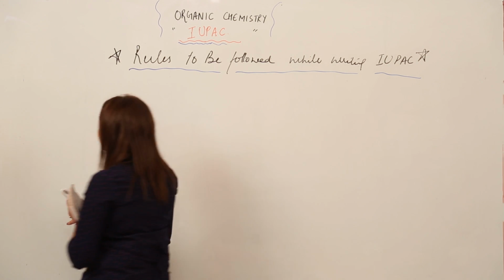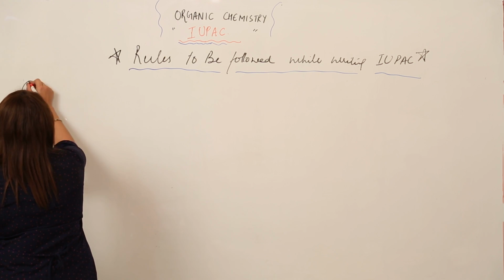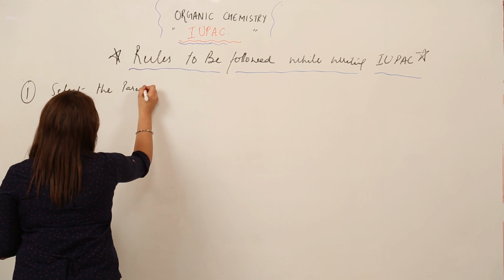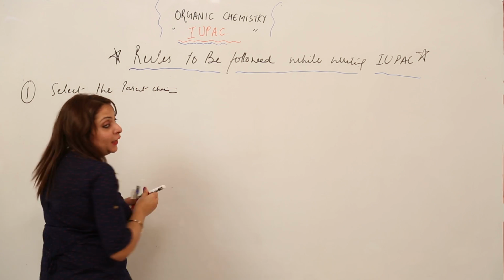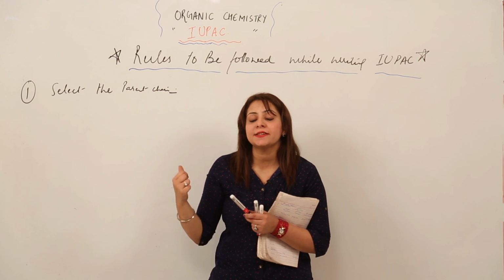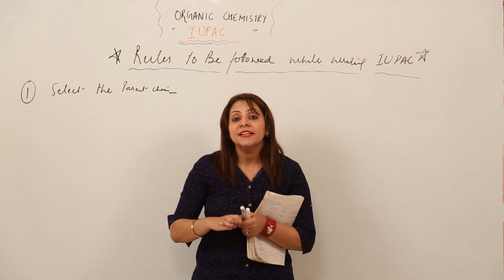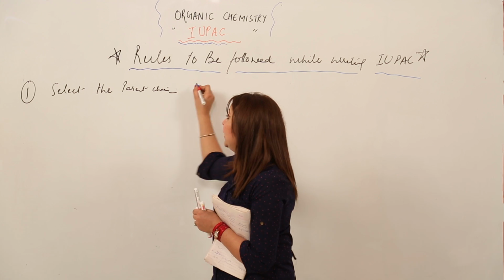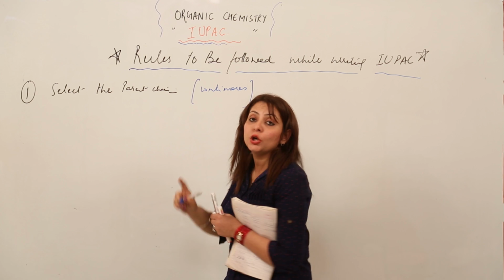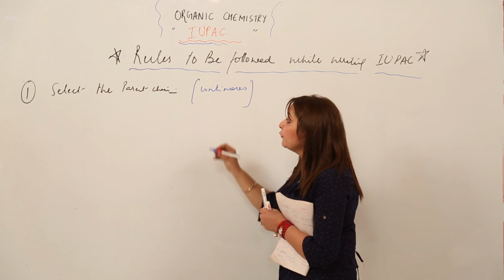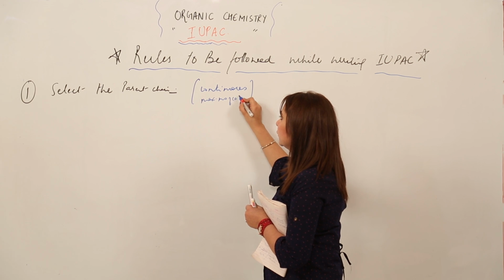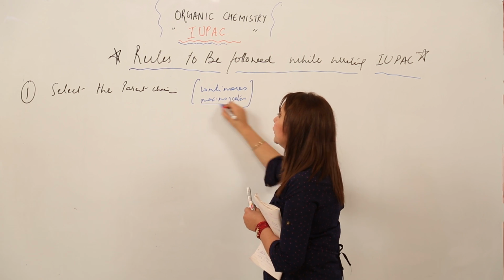First rule is to select the parent chain. There are two important points which have to be considered while selecting a parent chain. One is that the chain should be continuous. That means there should not be any break in the middle. The chain should be continuous, right? And it should have the maximum number of carbon atoms.